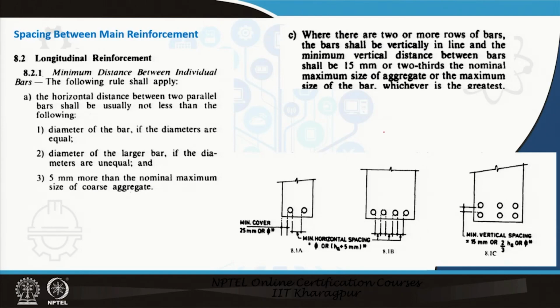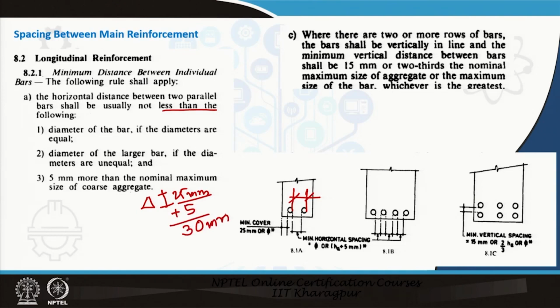So, the horizontal distance between two parallel bars, this distance I am talking about, between this bar and this bar, will be not less than the following: the diameter of the larger bar, if the bars are unequal, or 5 millimeters more than the nominal maximum size of the coarse aggregate. Suppose this is the coarse aggregate size, which generally we take as 25 mm nominal size. So, that means 5 more, almost about 30 mm. So, the gap between them will be 30 mm.